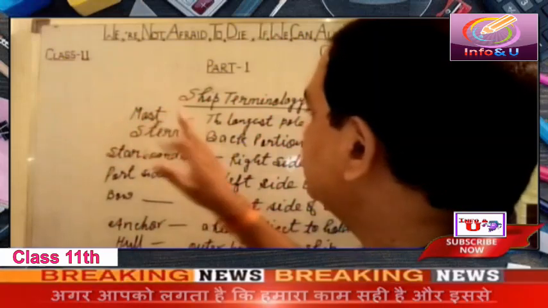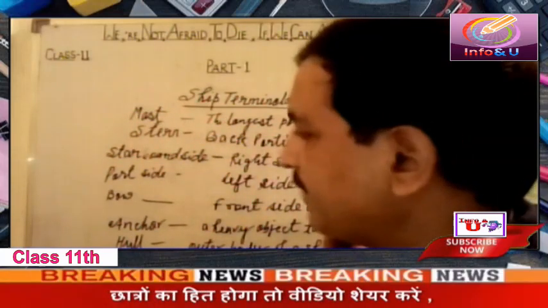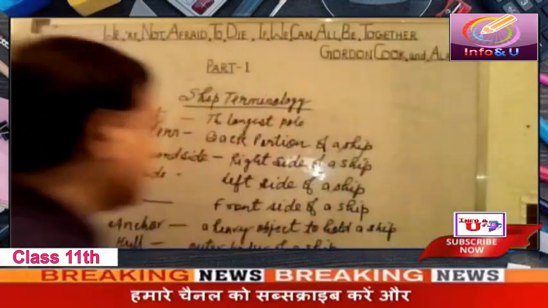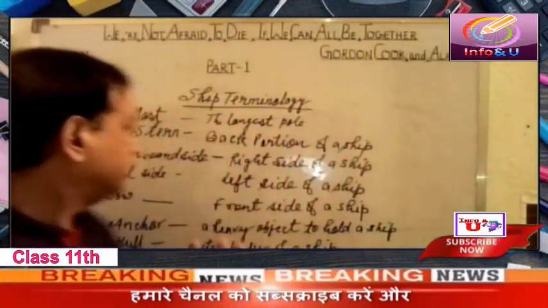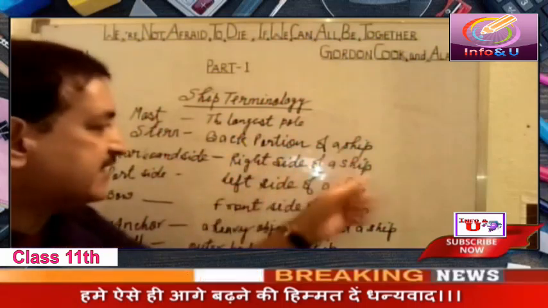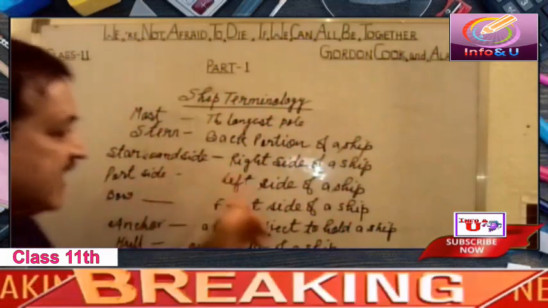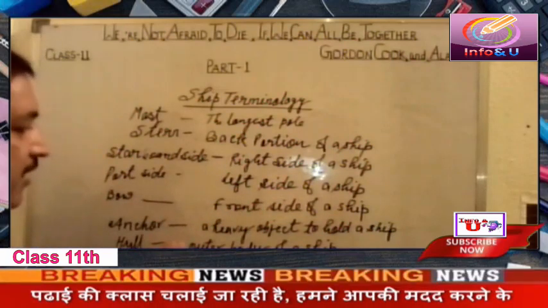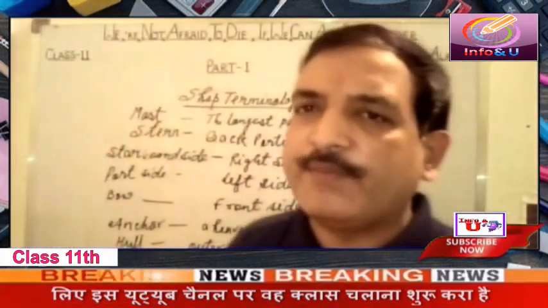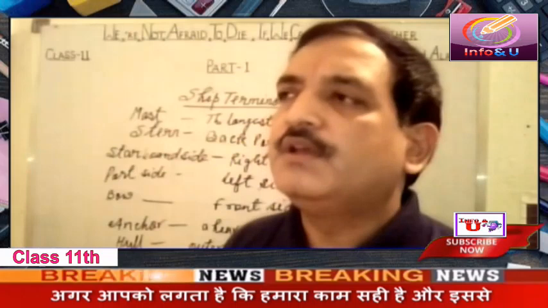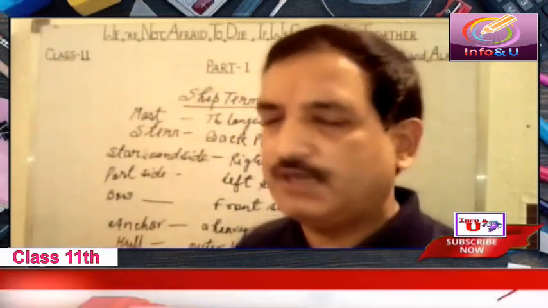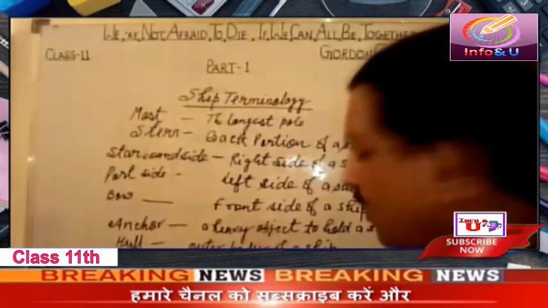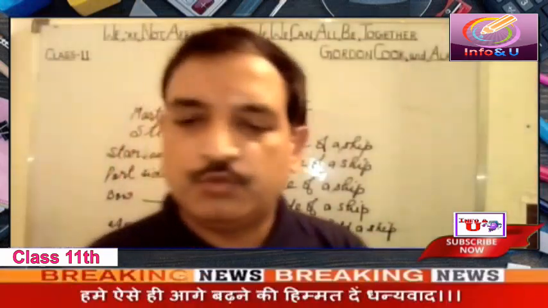Mast, M-A-S-T, mast is the longest pole on the ship. You must have seen it. Stern, the back portion of a ship. Starboard side means right side of a ship. Port side means left side of a ship. Bow means the front side of a ship. Anchor is a heavy object which is generally tied to a cable. It is used to stop or to slow the speed of a ship, generally to stop a ship. Hull is the outer body of a ship. Generally it is made up of wood.